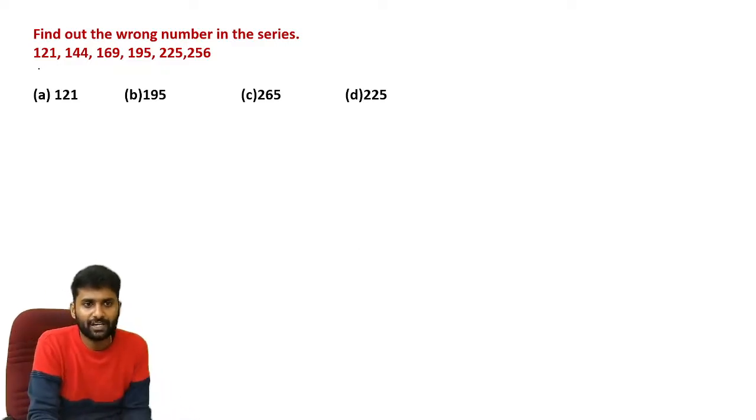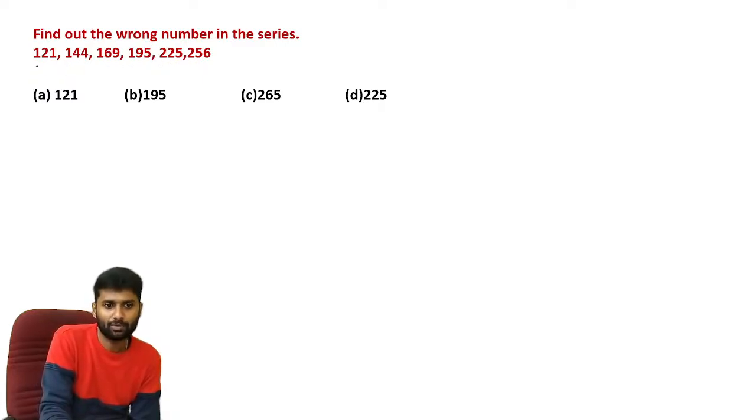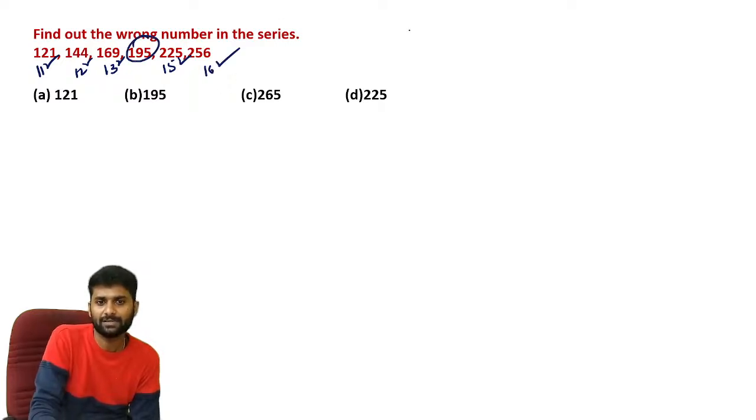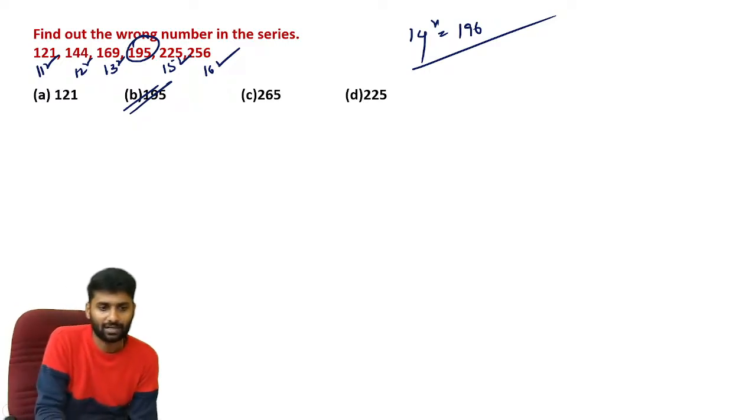Now see, 121, 144, 169, 225, 256 are all perfect square numbers except 195. This is all about 11 square, 12 square, 13 square, 15 square, 16 square. So these are the perfect square numbers, and you know that 14 square is 196. But instead of 196 they gave 195. That's why it is the wrong one.